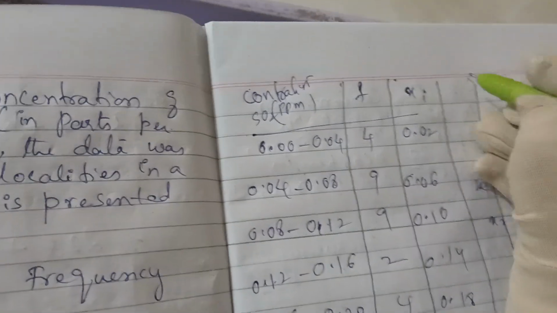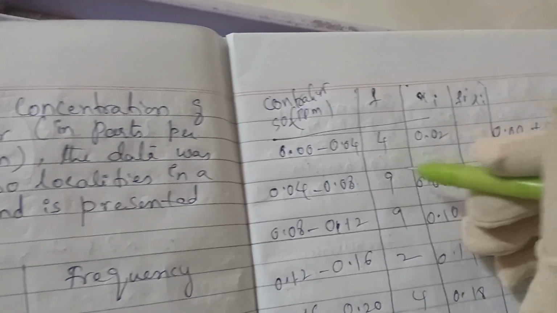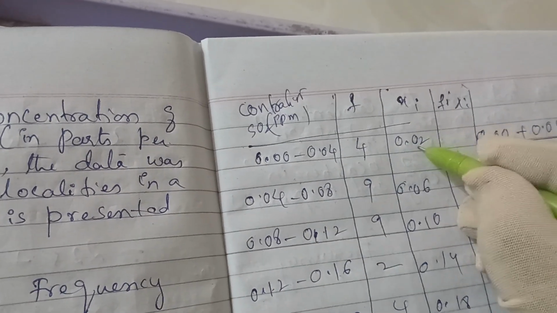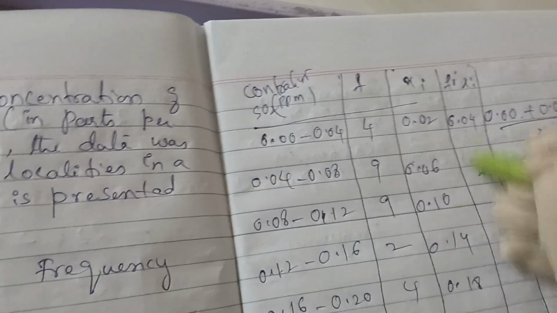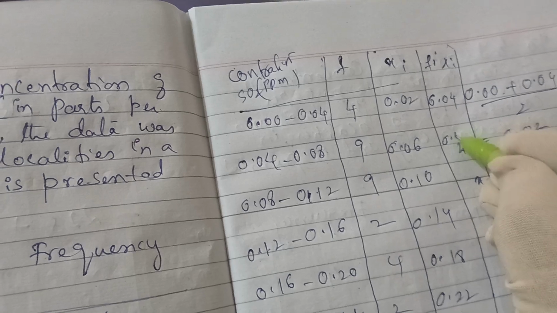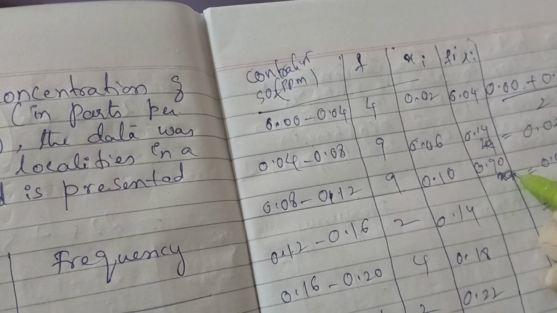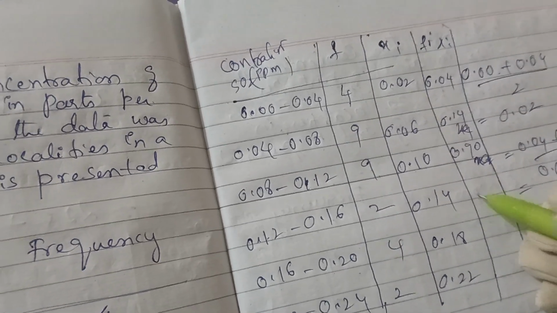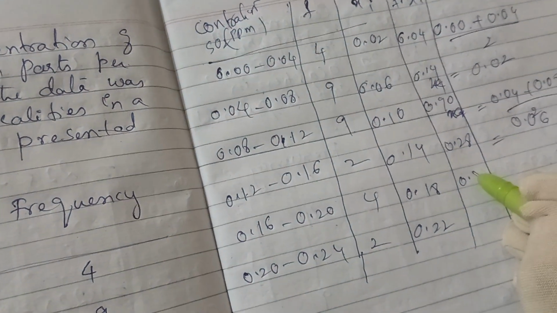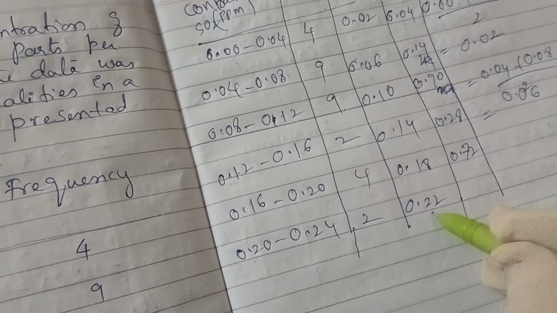Next we have to calculate the product of Fi into Xi. As the values are very small, we will use the first method, that is the direct method. So 4 into 0.02 will be 0.08, 9 into 0.06 will be 0.54, 9 into 0.10 will be 0.90, 2 into 0.14 will be 0.28, 4 into 0.18 will be 0.72, and 2 into 0.22 will be 0.44.